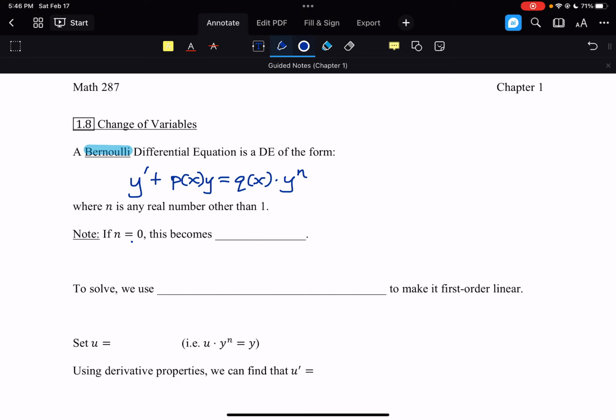Note, if n is 0, then this just turns into a 1, and this becomes linear. So it is very similar in form to the linear differential equation, but not quite. In order to solve a Bernoulli differential equation like this, we have to use change of variables.